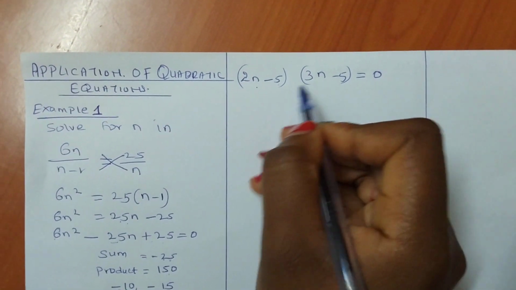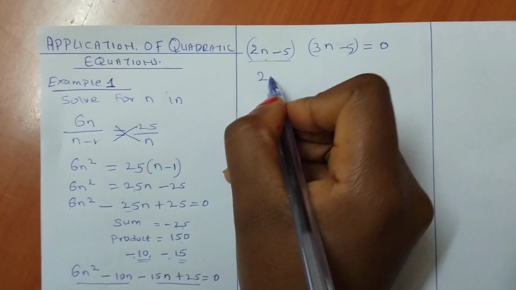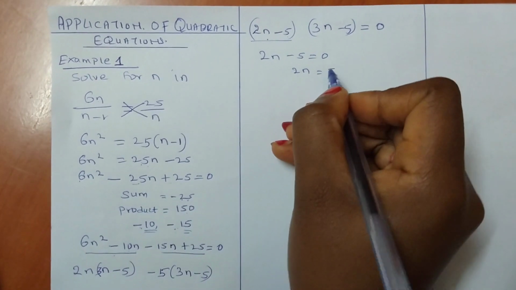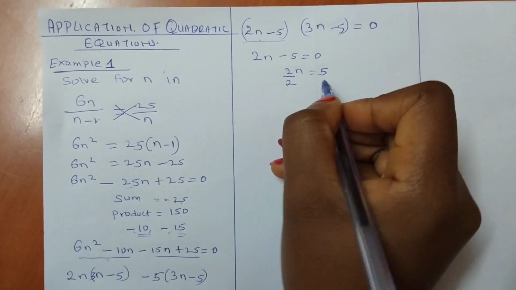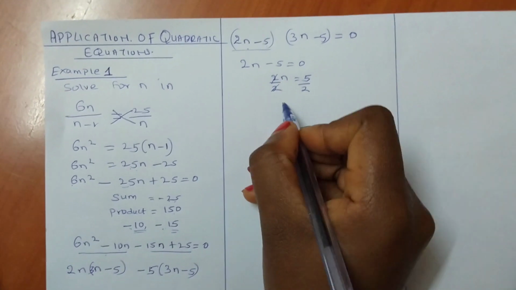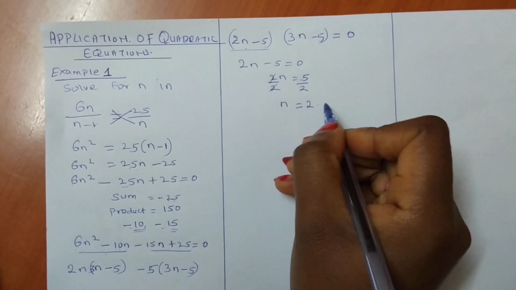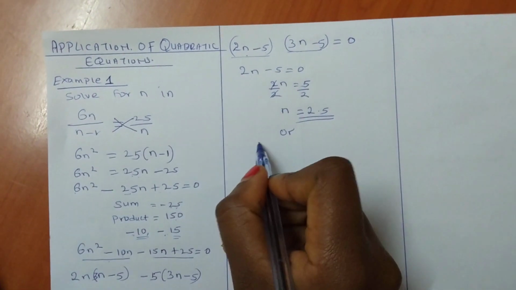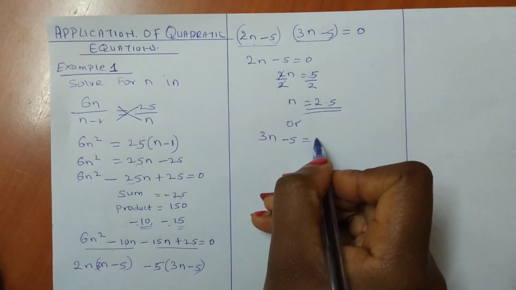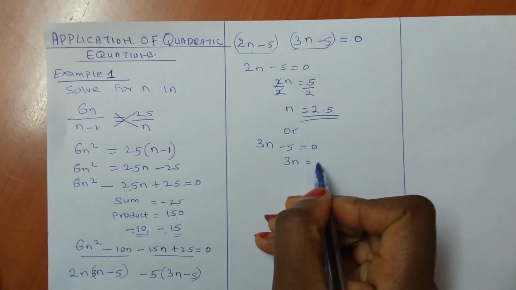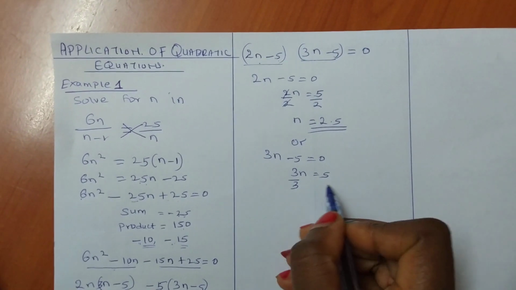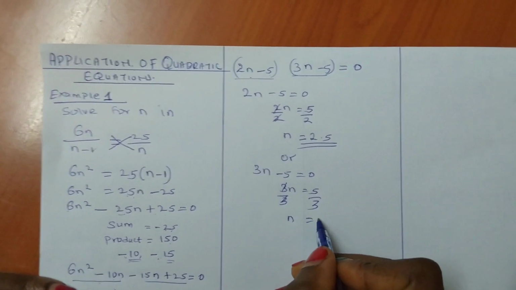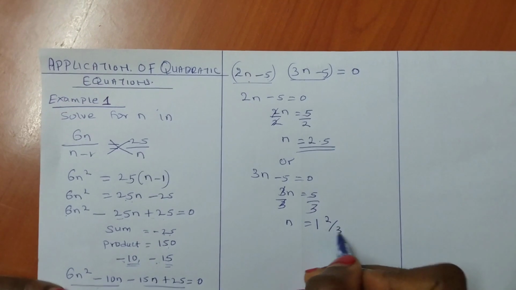So we take each at a time. We can start with this one, that is 2n minus 5 is equal to 0. So we have 2n is equal to positive 5, divided by 2 both sides, and that n becomes 2.5. Or picking the other part, we have 3n minus 5 is equal to 0. That is 3n is equal to positive 5, divided by 3 both sides, and we get the second value of n being 1 2/3.